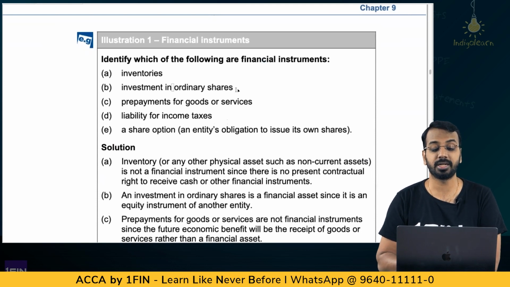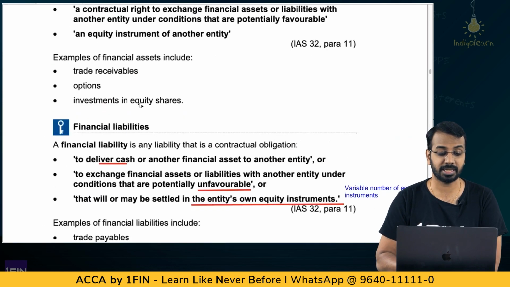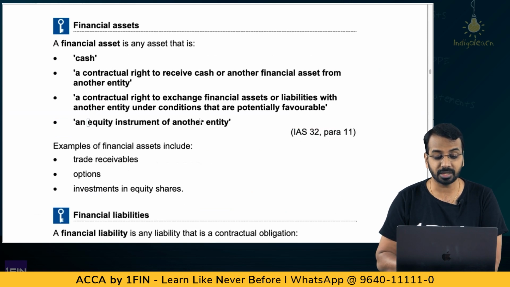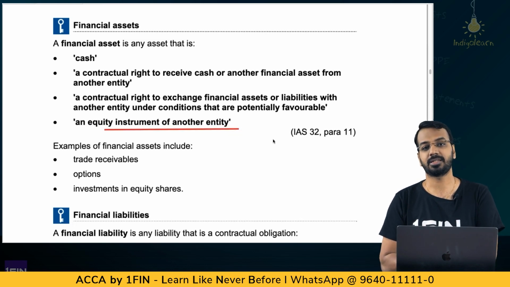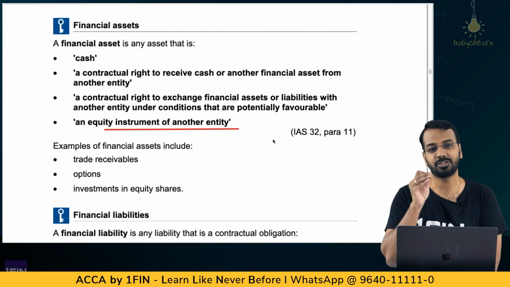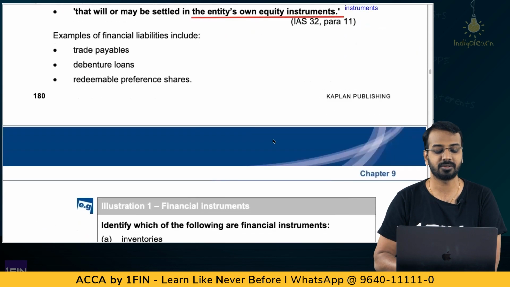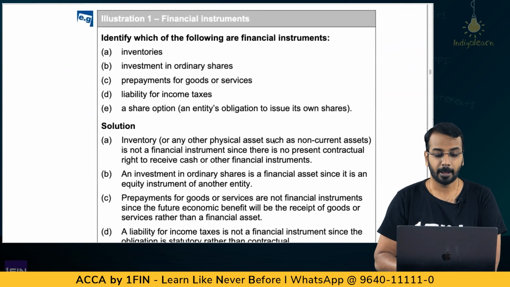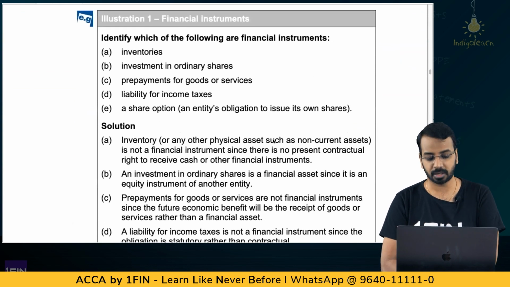Investment in ordinary shares. So, we have seen here as a part of the financial asset definition, an equity instrument of another entity is a financial asset. So, investment in equity shares of another entity is a financial asset and hence it is a financial instrument. Then, prepayment for goods or services.